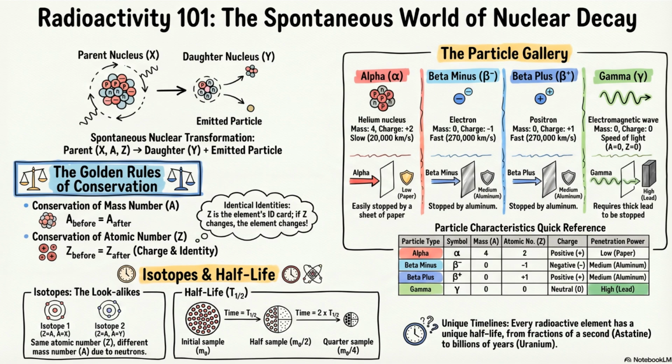Because the alpha particle has a mass of 4 and a +2 charge, it interacts electromagnetically with practically every atom it passes. It rips electrons off neighboring atoms, dumping its kinetic energy almost instantly. Which is why a piece of paper stops it. Exactly. That's why a mere sheet of paper stops it. The beta particle, being minuscule and incredibly fast, punches right through that paper and requires a sheet of aluminum to stop it. Okay, but hold on.